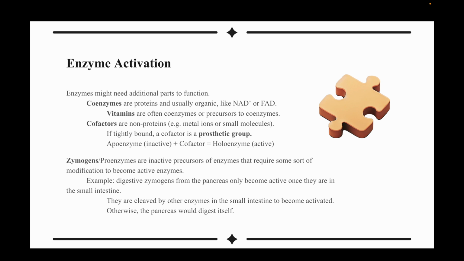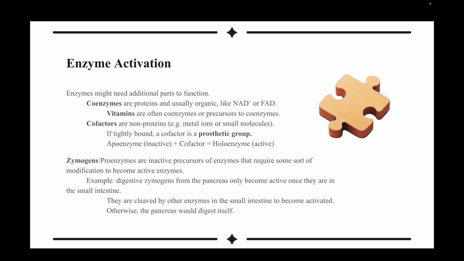Enzymes might need additional parts to function. Coenzymes are proteins, and they're usually organic, like NAD+ or FAD. Vitamins are often coenzymes, or they're precursors to coenzymes. Cofactors are non-proteins, usually they're metal ions or they could be small molecules otherwise, and if a cofactor is tightly bound, it's called a prosthetic group.